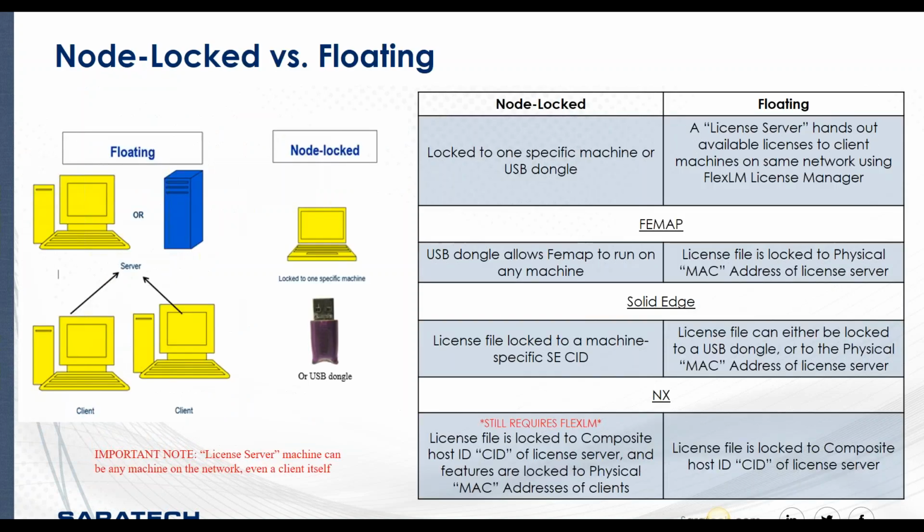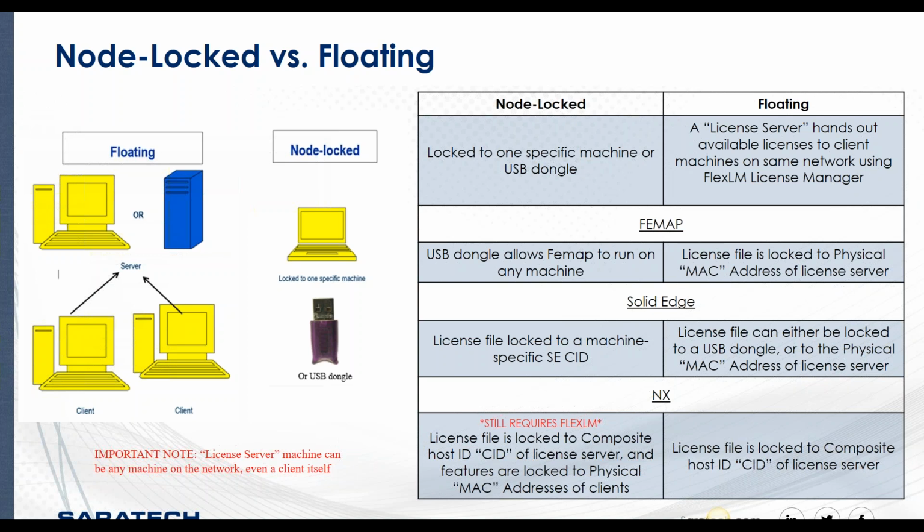So going into node-locked versus floating licenses. The main difference is that node-locked is specifically locked to one specific machine or a USB dongle. We'll talk about dongles a little bit later on, but there are differences between FEMAP and Solid Edge dongles. Floating licenses means a license server hands out all the available licenses that you purchase through Saratech, and sends them out to the client machines within the same network using the FlexLM license manager, what a lot of you know as LM Tools.